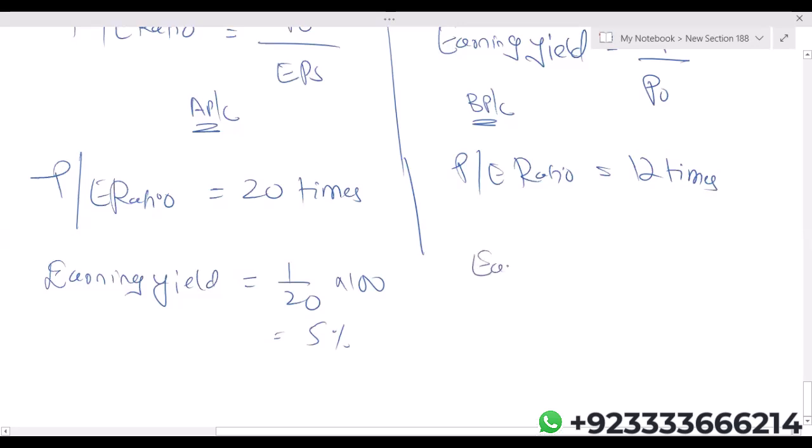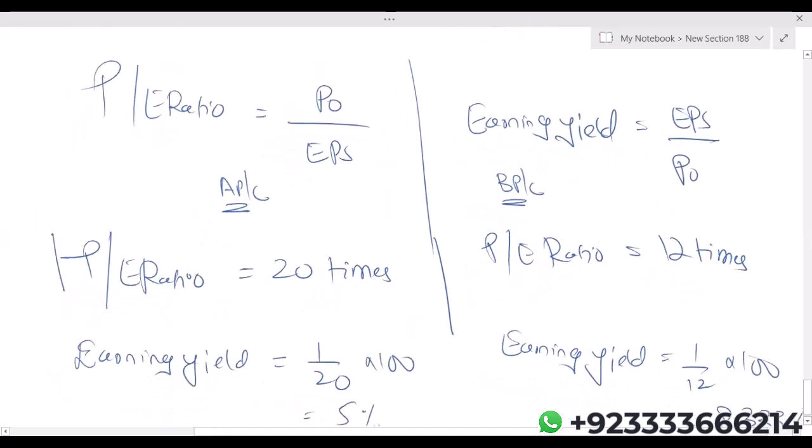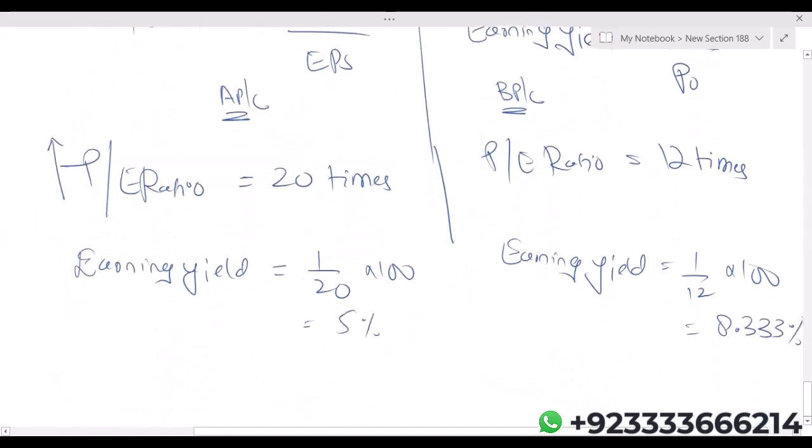Here I calculate the earnings yield: 1 upon 12 into 100, which is 8.33%. So please look at the relationship. The company which has a higher P/E ratio has a lower earnings yield as compared to the other organization.